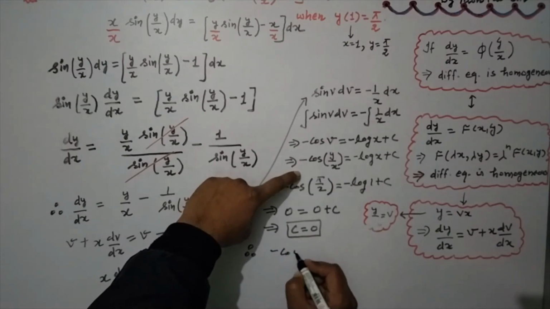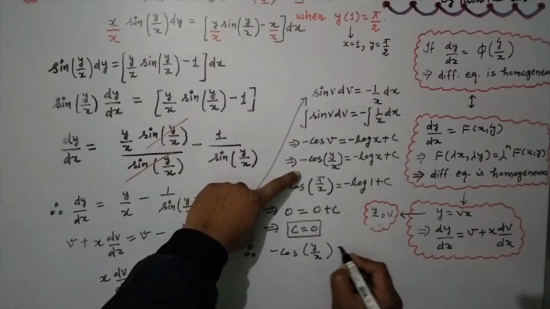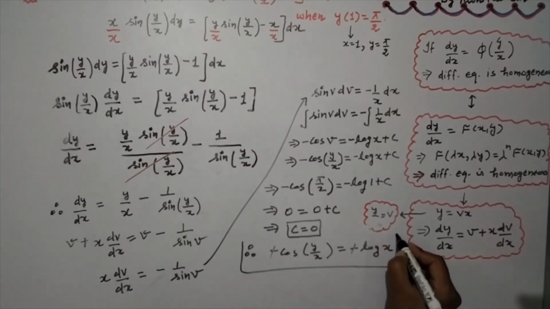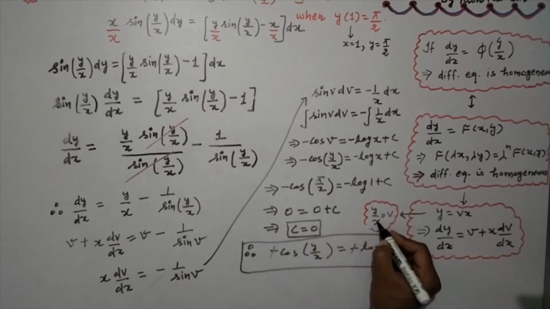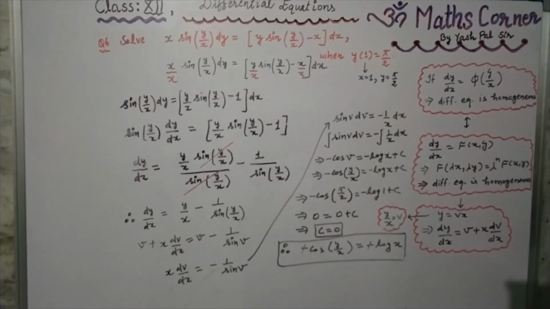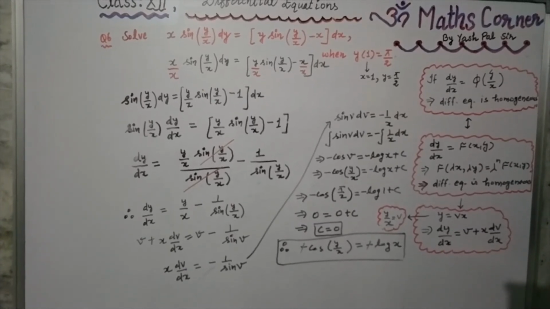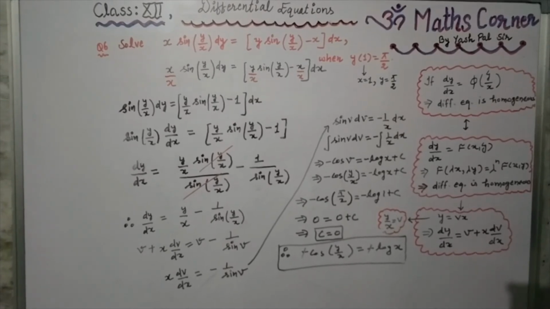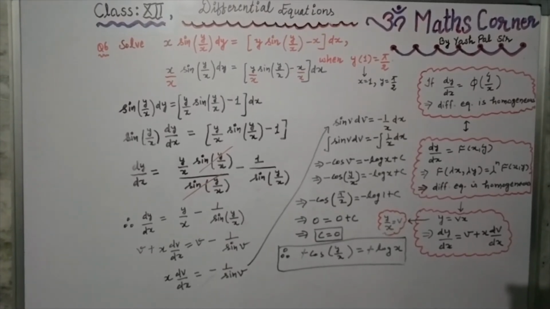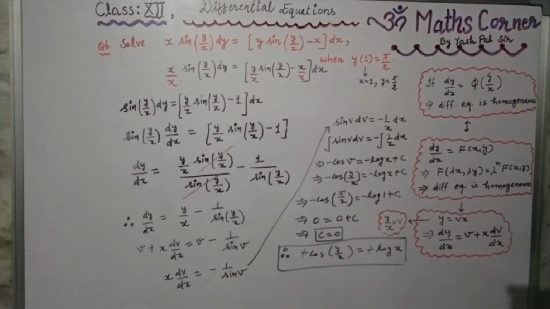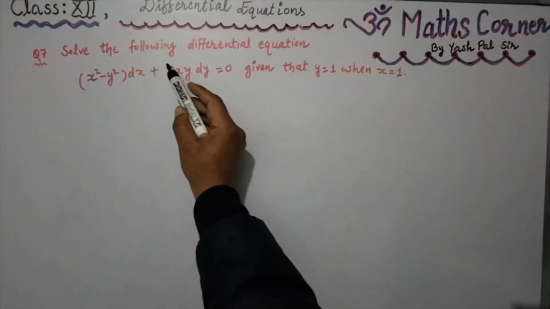Again we substitute this value of c here. So this becomes minus cos y upon x is equal to minus log of x. Minus minus is dropped. So this is the particular solution of the given differential equation. So this way we see that for all the questions which are homogeneous differential equations, the same method we follow. We substitute y is equal to vx. This way we can solve this very important topic.